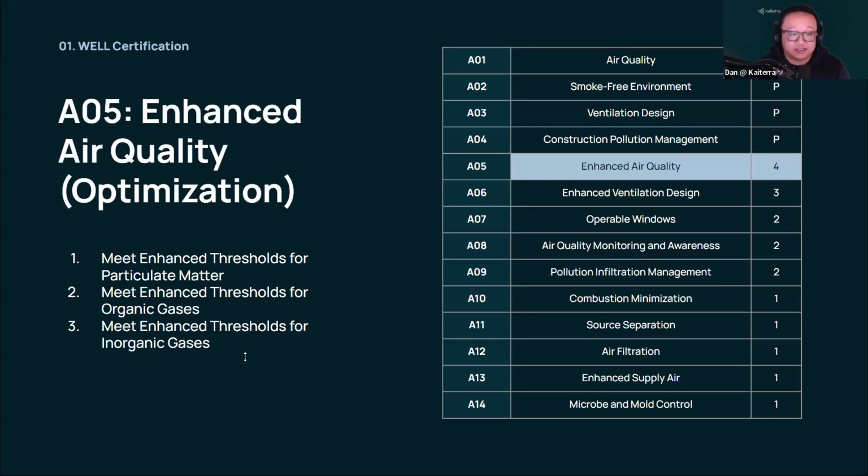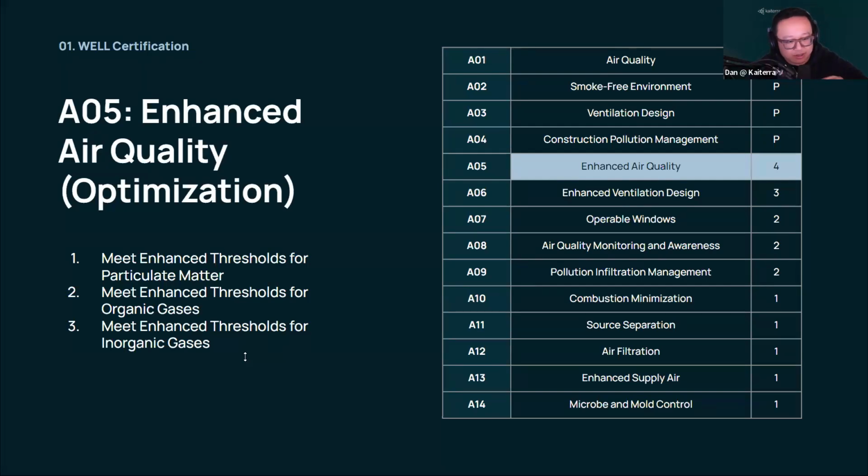Now, A05 is looking at enhanced air quality. This is going to be an optimization, which means that you can actually earn points for your WELL certification. And it really just looks at A01 and takes it above and beyond those requirements. So for example, particulate matter through either sensor data or performance testing, if you're able to keep those PM 2.5 levels below 12 micrograms or PM 10 levels below 30 micrograms, you can earn 1 point.